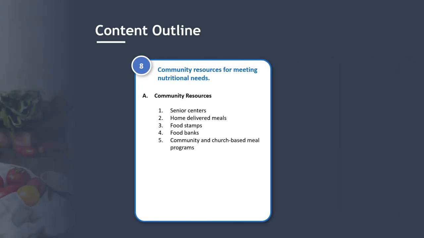Section 8. Common resources for meeting nutritional needs. A. Community resources. Senior centers, home-delivered meals, food stamps, food banks, community and church-based meal programs.